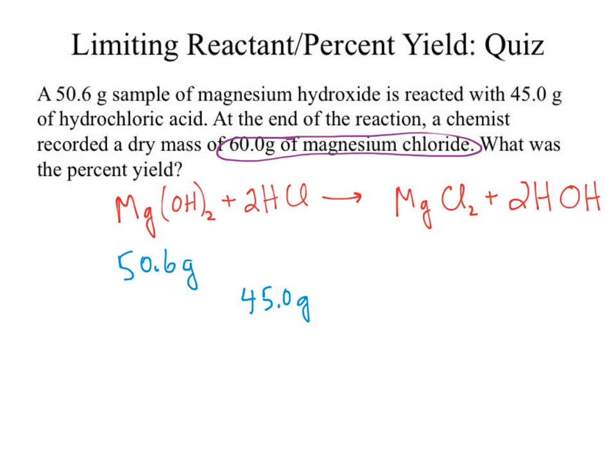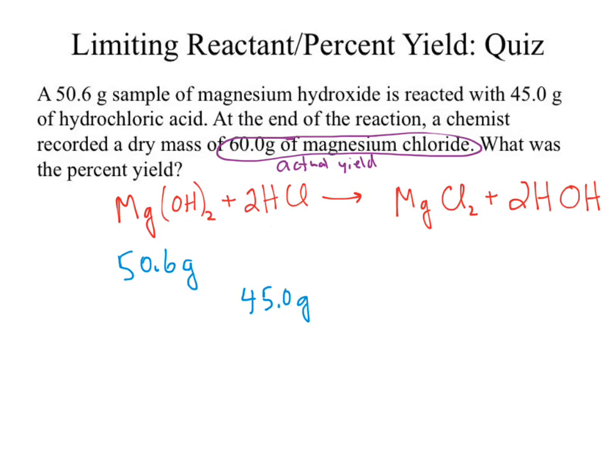Fair enough, it is the dry mass. It is our actual yield. So when we go through to calculate a percent yield, it's actual over theoretical. So we're given the actual. The problem is we don't have the theoretical. To figure out the theoretical, that's where we have to go through and do all of our limiting reagent calculations.